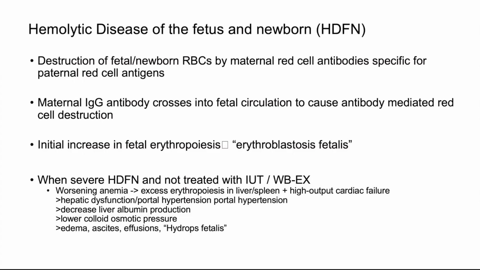This causes increased fetal erythropoiesis, known as erythroblastosis fetalis, and when it's untreated, it can cause worsening anemia, damage to the liver and the spleen, high output cardiac failure, cause hepatic dysfunction and portal hypertension, lead to decreased albumin production, which lowers the colloid pressure inside the vasculature, allowing the fluid to go into the tissues and cause this edematous hydrops phenotype found in ultrasound.